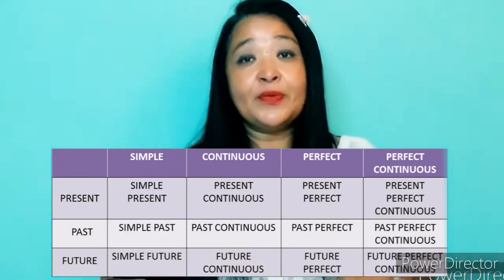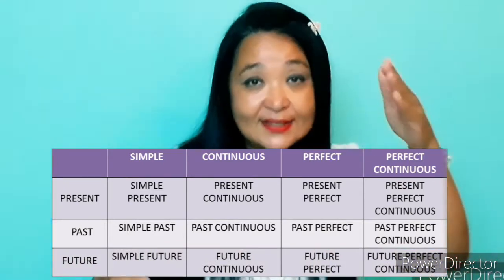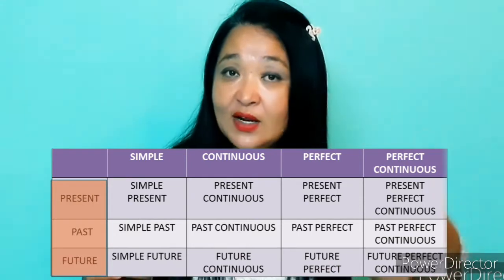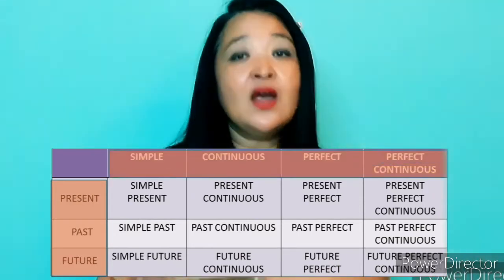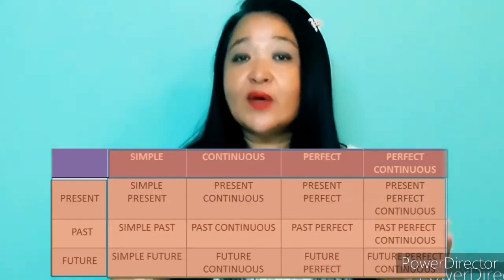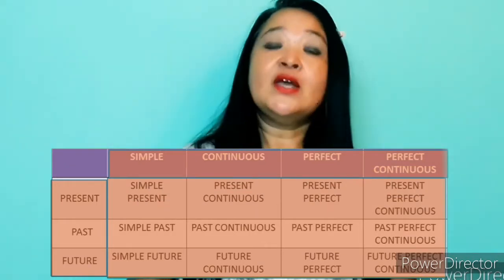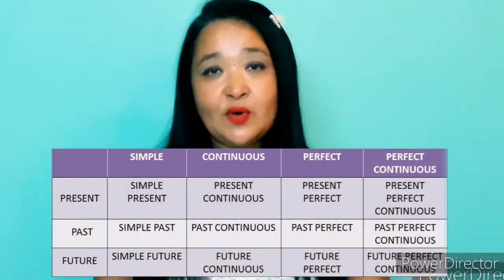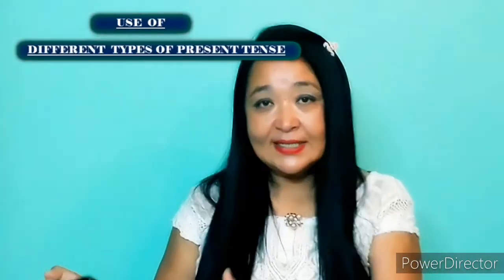So all together, when we combine these 3 tenses with these 4 aspects, we get altogether what? 12 tenses. Okay, so we are going to talk about the use of all these 12 tenses in the coming classes. But today, as I said, we will mainly focus on the uses of different types of present tense.